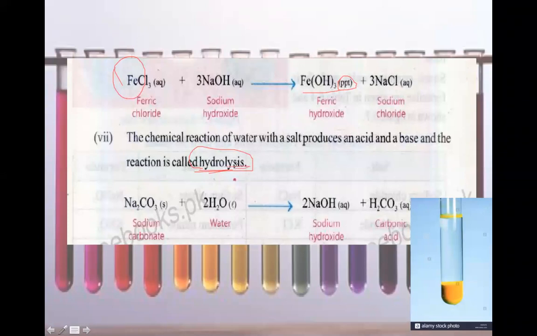When water breaks down, this process is known as hydrolysis. And this equation that has been given is the best example of hydrolysis. Sodium carbonate will be reacting with water. Hydrolysis happened, breaking down of water happened, and at the end we are getting sodium hydroxide and carbonic acid.